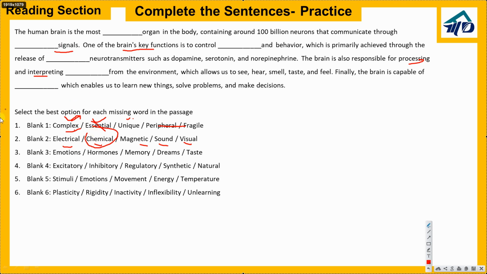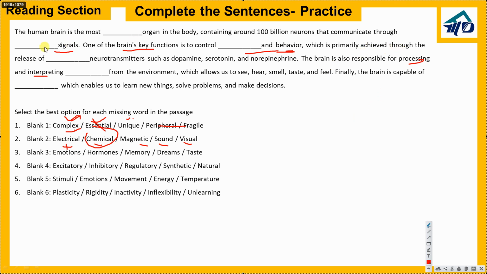One of the brain's key functions is to control dash and behavior. Most of the time you will read or hear what? Emotions and behavior. I'll go with number one here. With behavior usually emotions go, so based on that I'm selecting this one. The others don't make sense. Hormones, memory, dreams, taste are a different kind. Emotions and behavior are traits. Hormones is a different category word. Memory is different. Dreams are different. Taste is altogether different. So with behavior, I can pair only emotions.